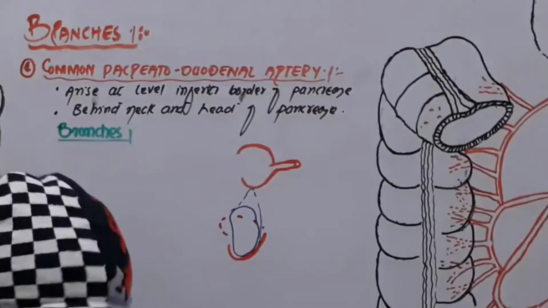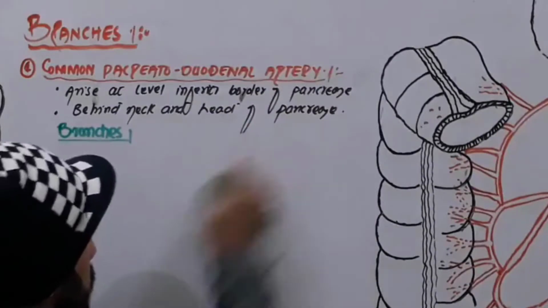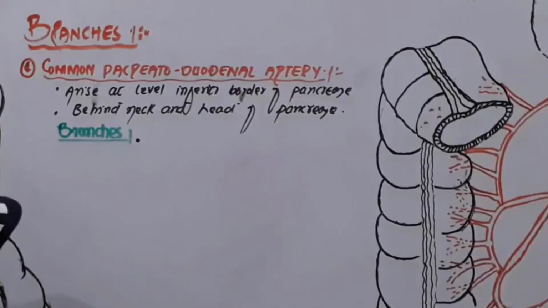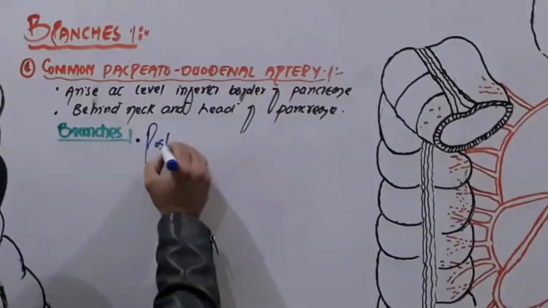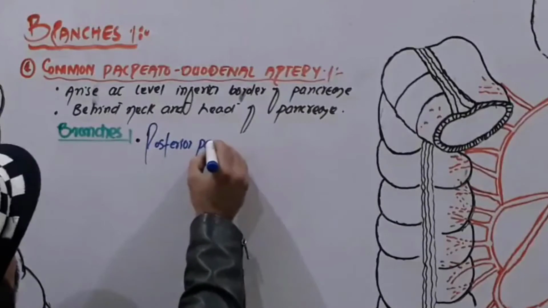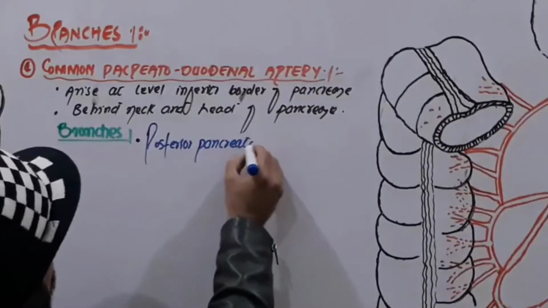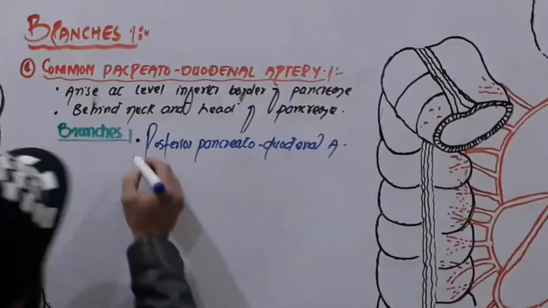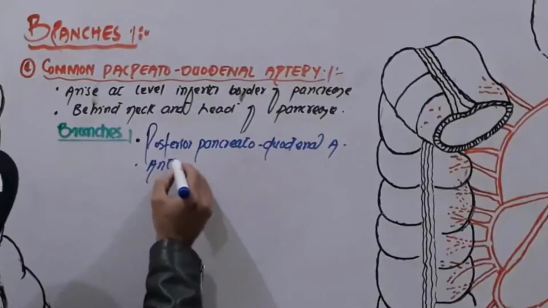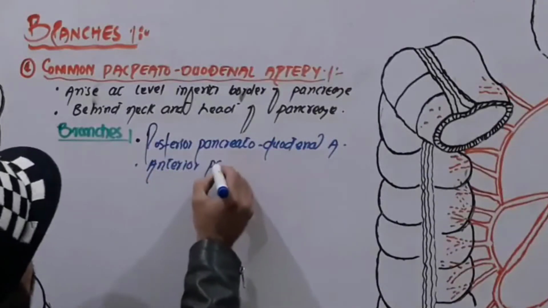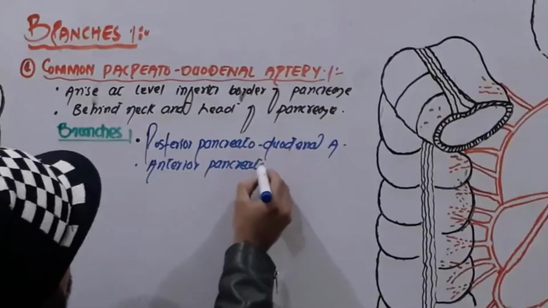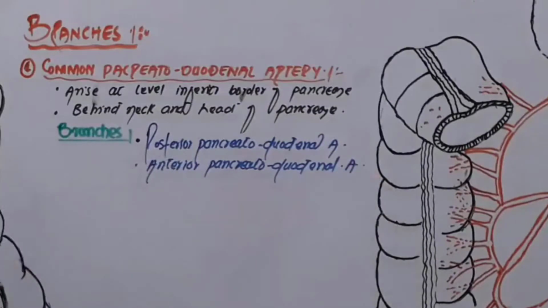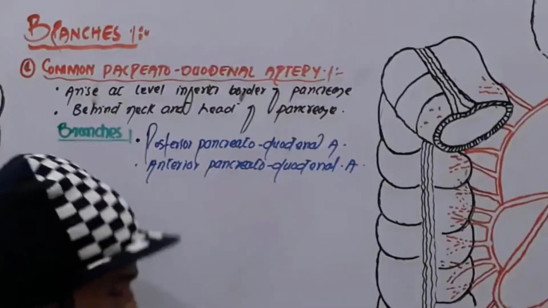Clear? So the sub branches of this artery will be the anterior pancreato-duodenal artery. So it gives off which branches? Let me write here. It gives off a posterior pancreato-duodenal artery and an anterior pancreato-duodenal artery. These two are the sub branches of this common pancreato-duodenal artery.